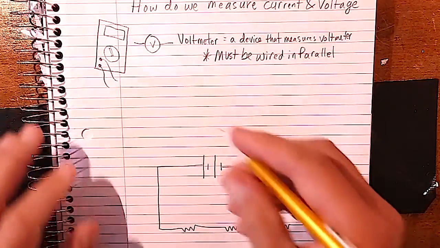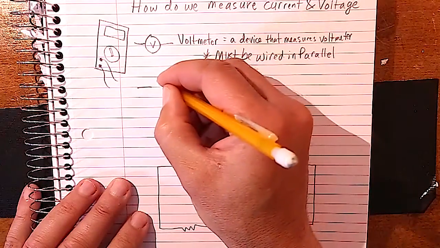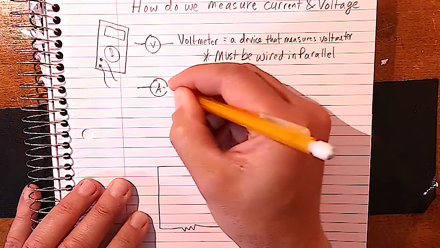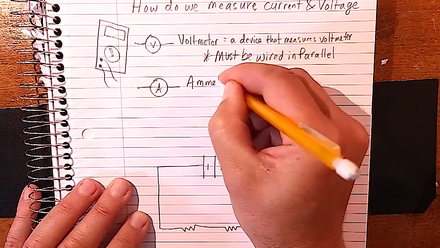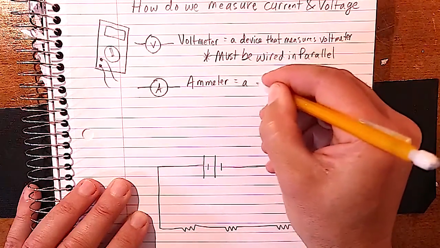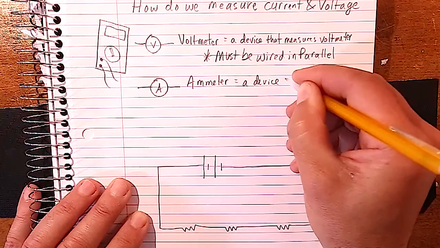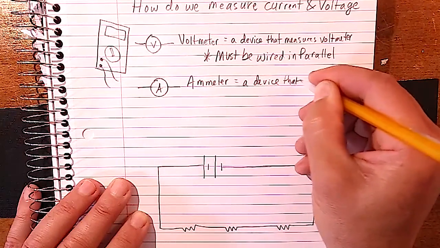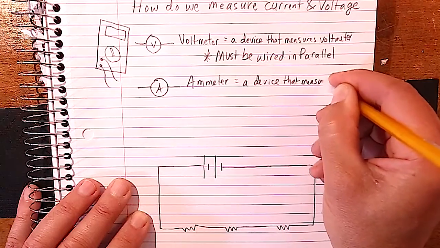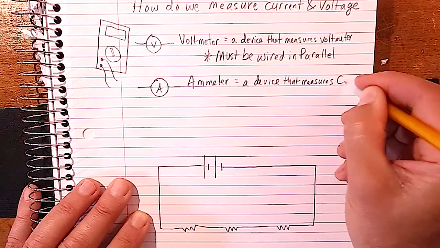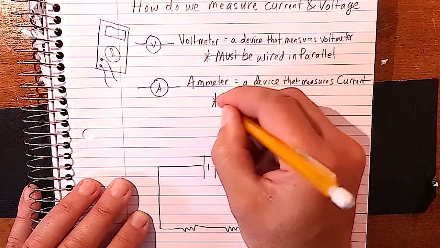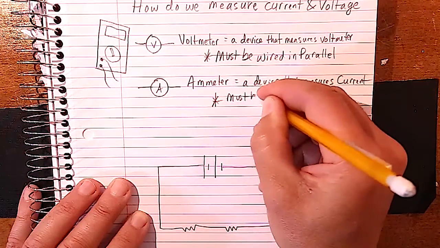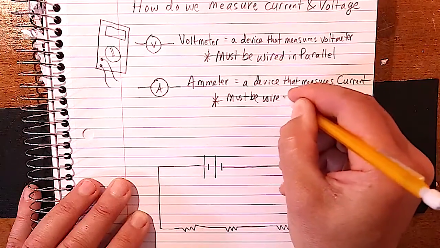So what is the other device? It measures current, but they use the letter A for amps, and that's called an ammeter. And what is that? It's nothing more than a device that measures, well, what would it measure? A lot of people say it measures amps, but it measures current in amps. And these must be wired in series.